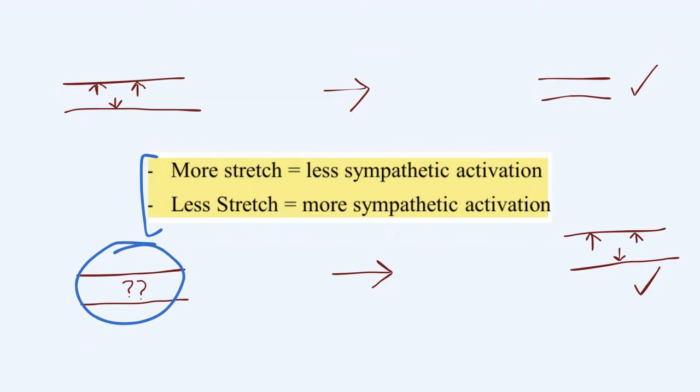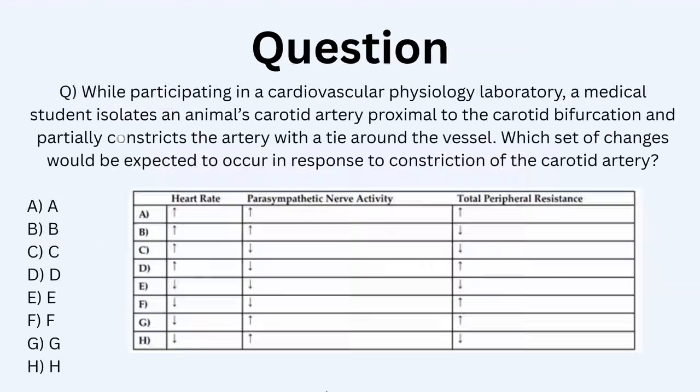Sympathetic system is going to contract the heart hard and fast, and it's going to vasoconstrict. So the blood pressure is going to increase. This is very important. Please try to understand.